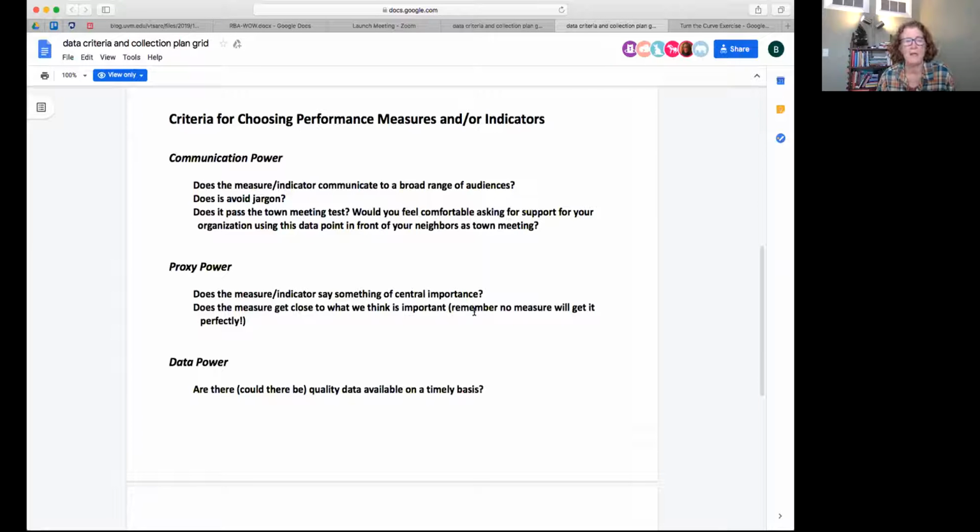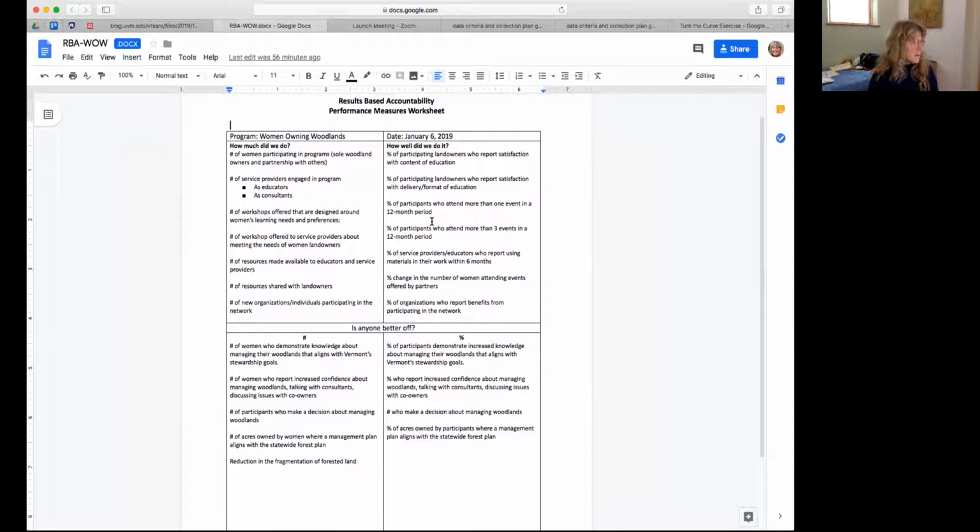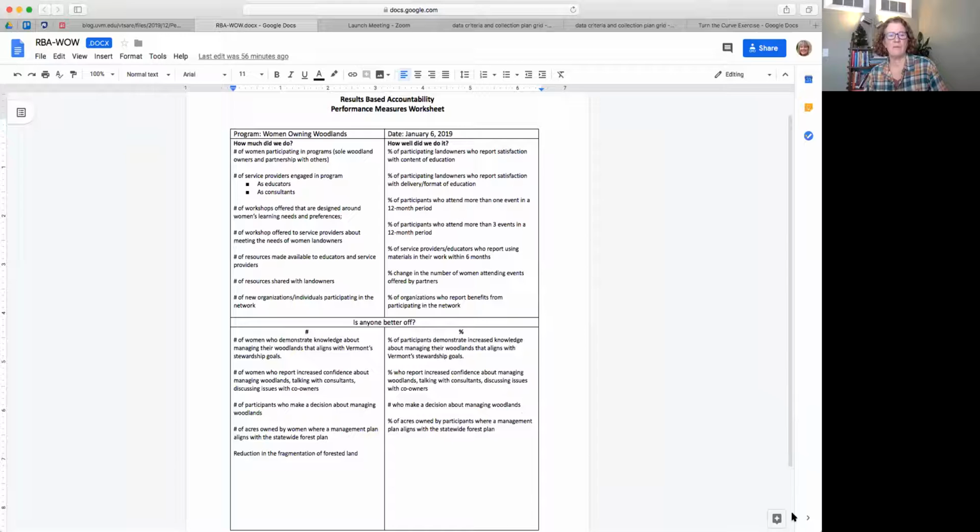Okay. So let's go back, Beth, to your quadrant of your sample. Can you bring it up? Is that showing? That's the one, it is showing, thank you. All right, so Beth created the Women Owning Woodlands program and did some brainstorming for us to play with a little bit. Beth, do you want to talk about the program and what I'm going to recommend?